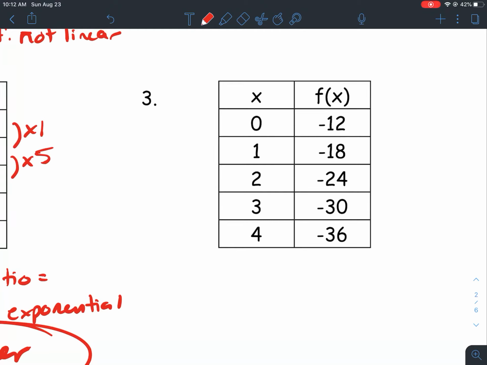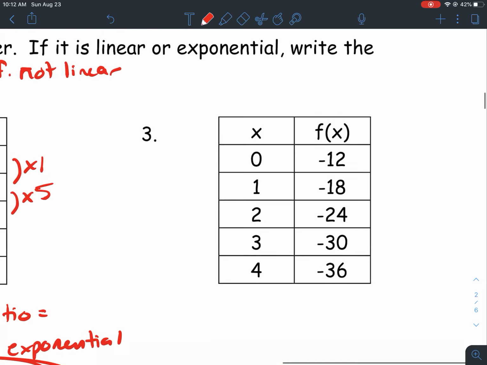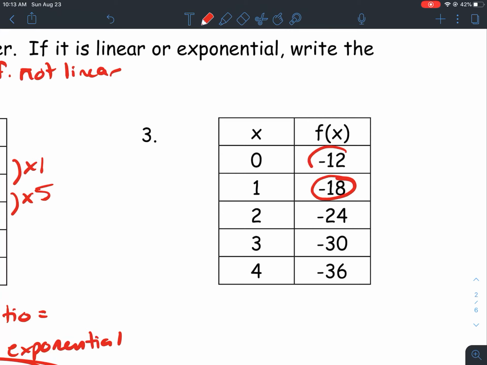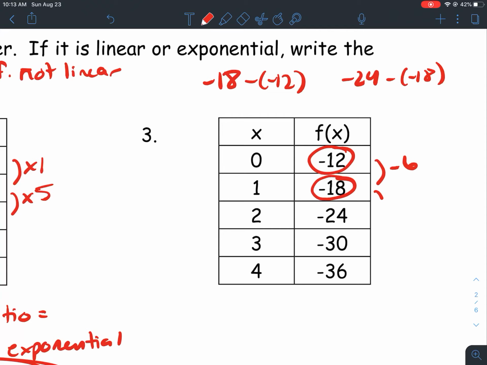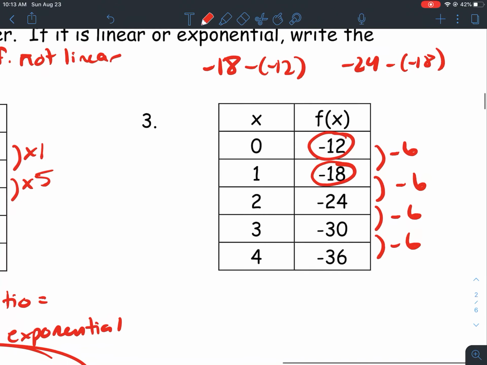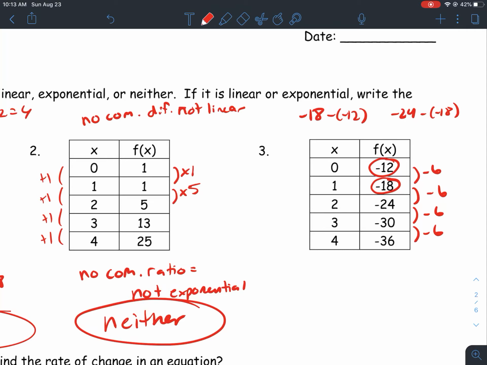So again, our x values go up consistently, 0, 1, 2, 3, 4. Let's check for a common difference first. To find the common difference, you do the one below minus the one above. So negative 18 minus negative 12. We end up with a minus 6. We subtracted 6 to get there. Try the next one. Negative 24 minus negative 18. Again, we subtracted 6 to get there. If you notice, all of these we're just subtracting 6. So this tells us, since we're subtracting 6 each time, we have a common difference.